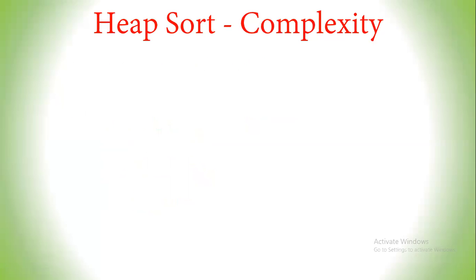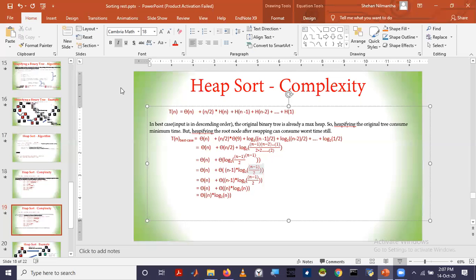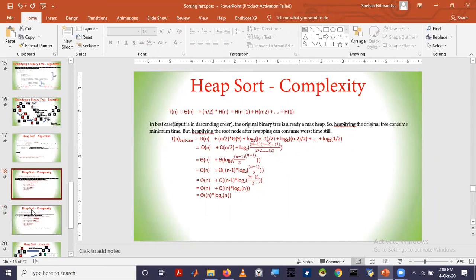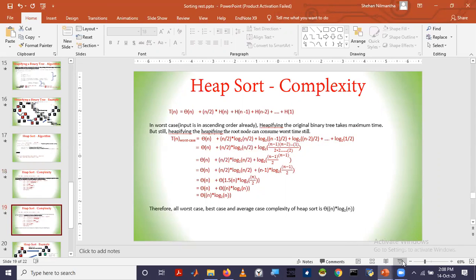So similarly we can discuss the worst case. The worst case is when the input is in ascending order. That means you get the input as an array already sorted. But the fact is, when it is put into the binary tree, it will be a min heap. So when an ascending ordered array is represented as a binary tree, it will be a min heap. So the first heapifying, or converting the binary tree into a max heap, will have the highest complexity.